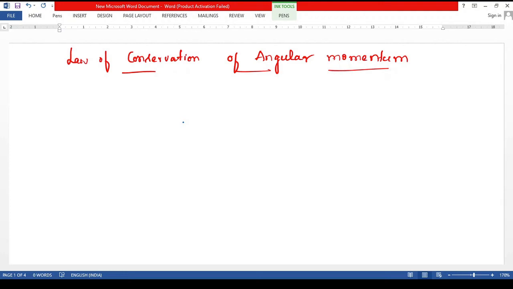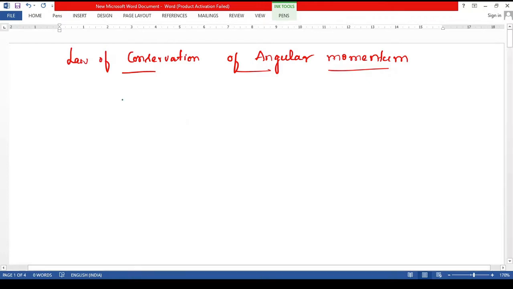Welcome to the 12th session of the mechanics chapter. In the last session, we discussed India's space programs. In today's session, we're going to discuss the law of conservation of angular momentum.